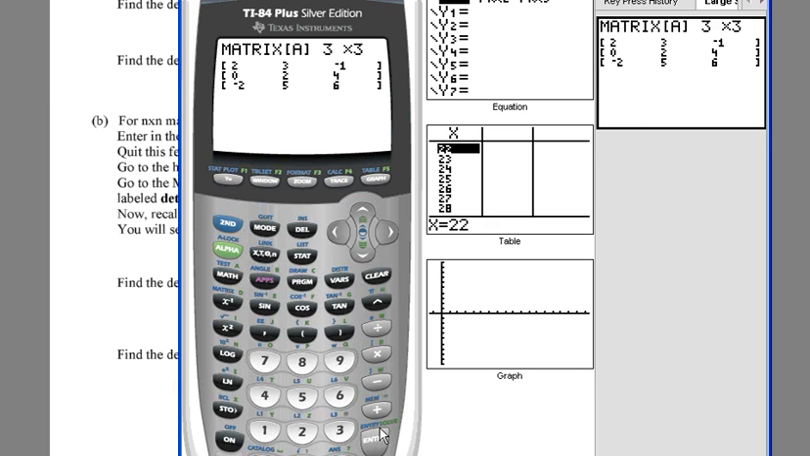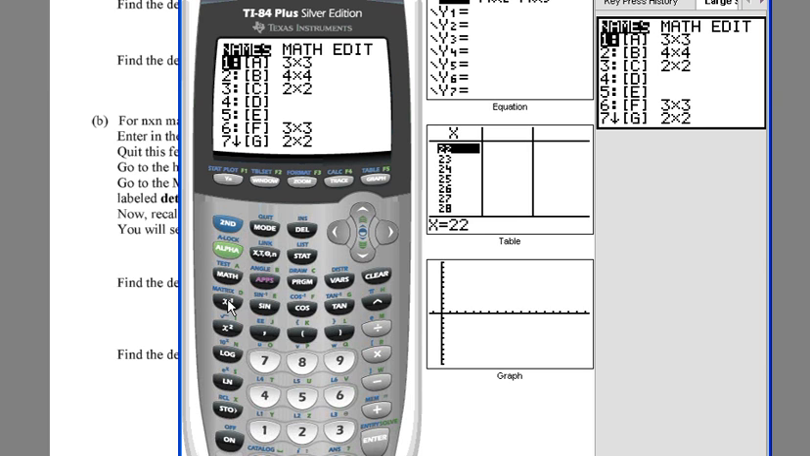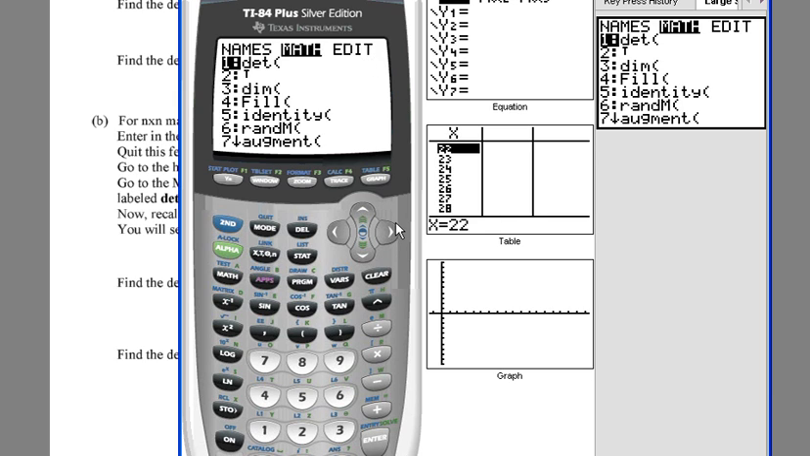There's my matrix A. To find the determinant, we're going to use a feature that we hadn't used before under matrices. Press second matrix. We've used the names and the edit feature, but we've not used the math feature. Notice the first option under math, DET. So that's where we'll go to find the feature that will find the determinant of a matrix, if that makes sense.